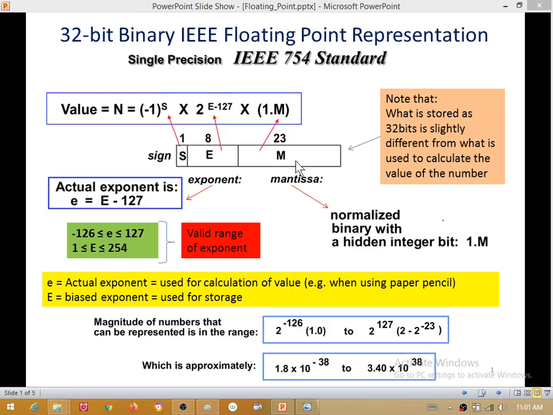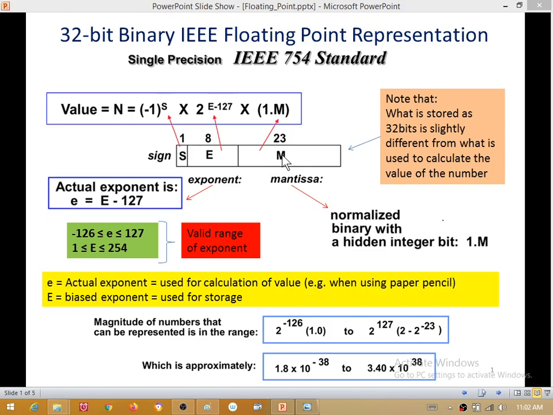a floating point number, there is 1 bit dedicated to the sign, 8 bits dedicated for the exponent. Capital E is the biased exponent whose range is from 1 to 254. Capital E is not the same as your actual exponent small e. The relationship between capital E and small e is mentioned in this expression.